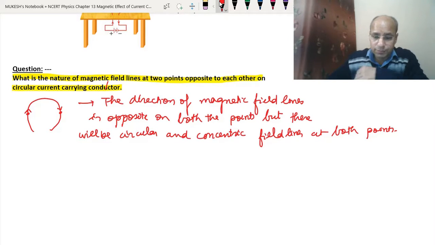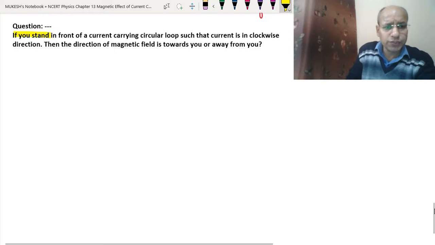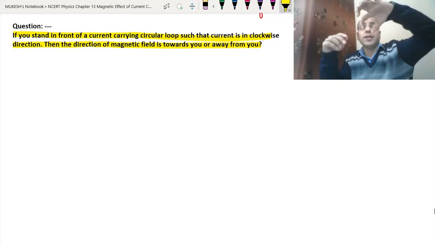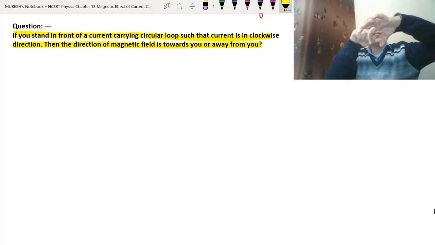Now the next question. If you stand in front of a current carrying circular loop such that the current is in clockwise direction, then the direction of magnetic field is towards you or away from you? See, suppose this is the coil. In my front face it is clockwise, so that means this will be the south pole.